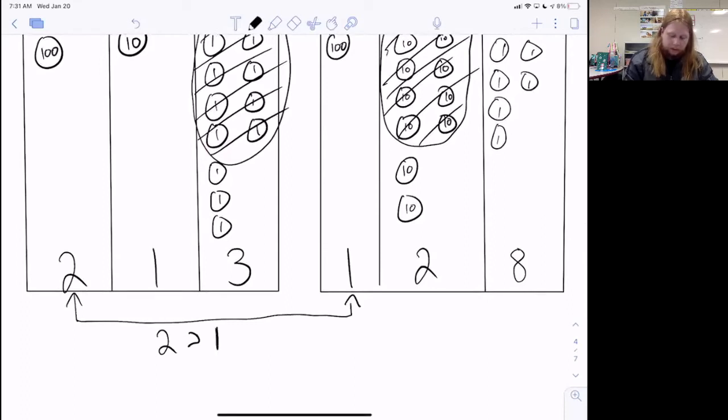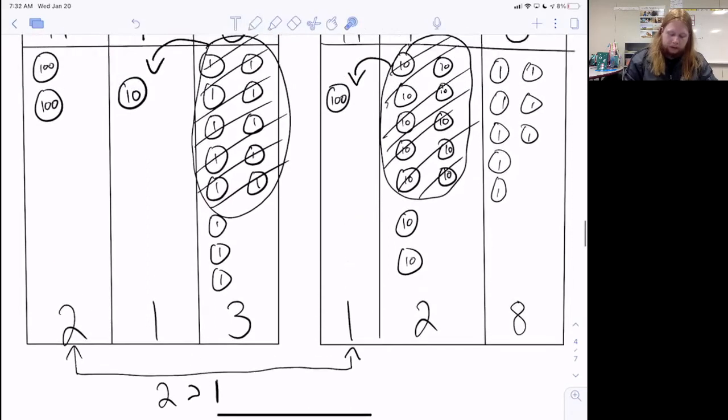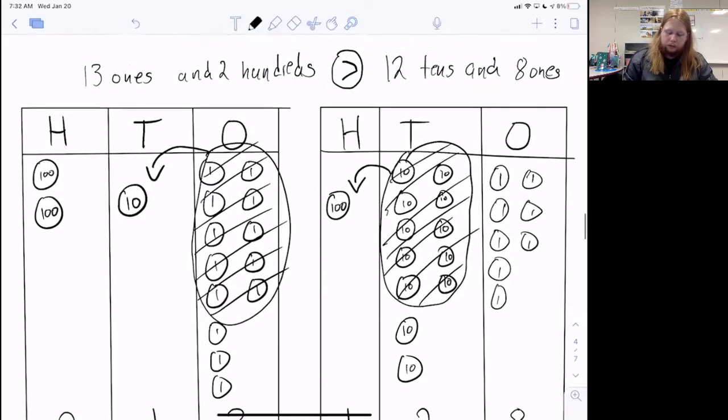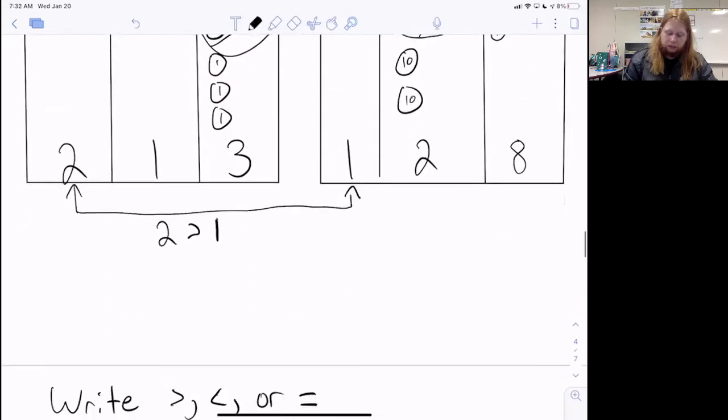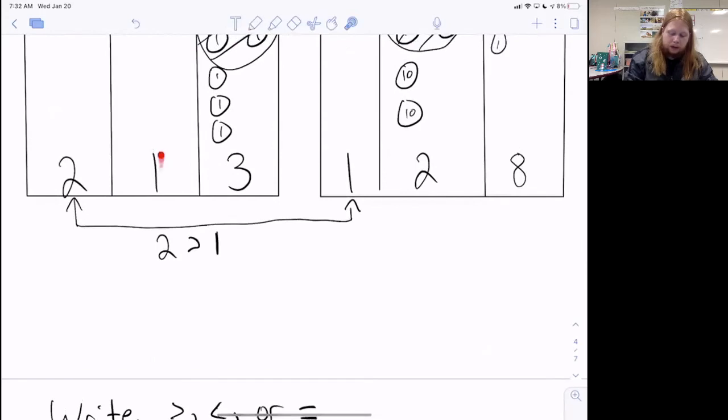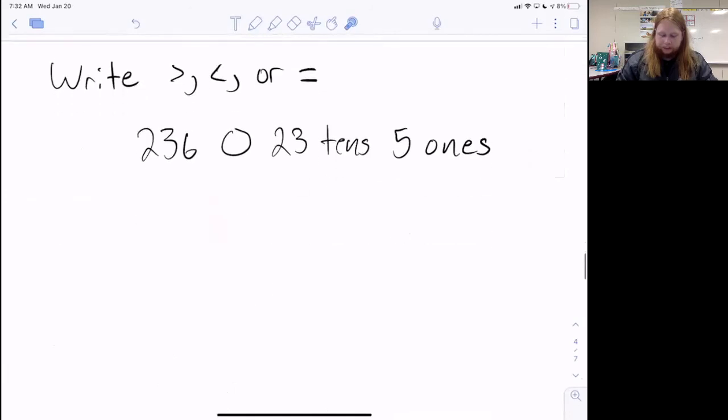And since this 2 is greater than this 1, and they're both in the hundreds spot, that means that 13 ones and 2 hundreds is greater than 12 tens and 8 ones. This tens place does not matter, and this ones place does not matter in terms of which one is greater, because the hundreds is greater. All right, let's look at another one.